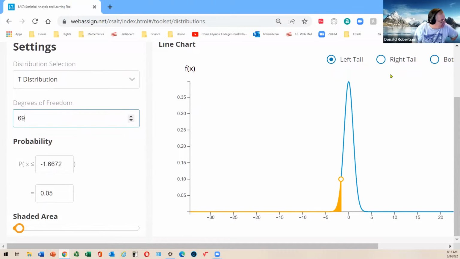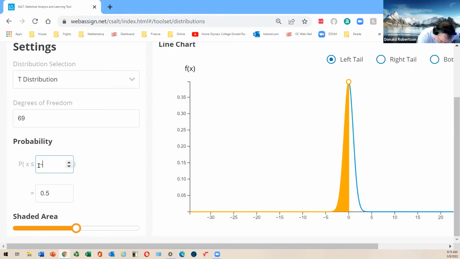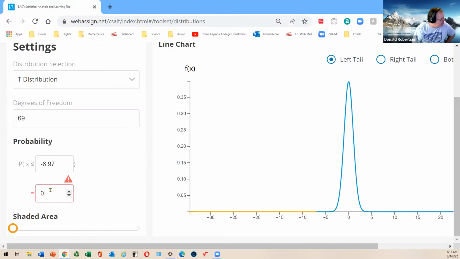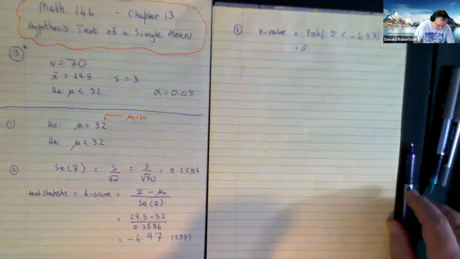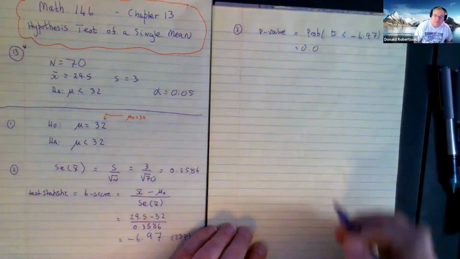We are trying to prove that it's less than, that's left tail, less left, that works. And this number in here is going to be negative 6.97. And don't worry about the warning sign, it just means that this answer is like 0.4 zeros and a 1. It's so close to 0, you can't really tell the difference. So we've now got our p-value. It's a really nice small number, essentially 0.